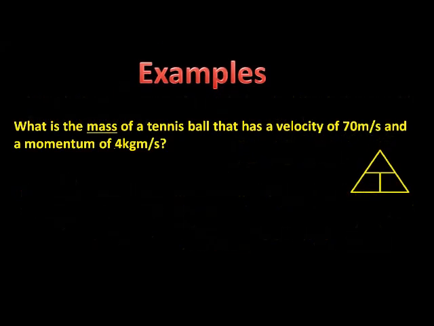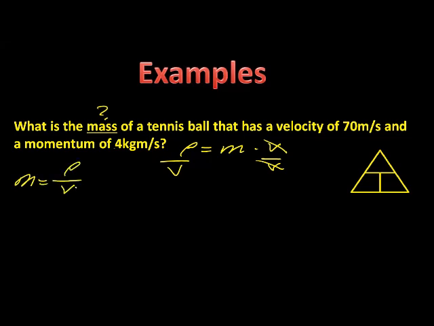Well, here's one last problem. This problem says, what is the mass of a tennis ball that has a velocity of 70 meters per second and a momentum of 4 kilogram meters per second? In order to find the mass of the tennis ball, we have to rearrange our equation. Remember, our equation here is momentum equals mass times velocity. And in this problem, we're looking for the mass, so we're going to have to isolate mass. I'm going to use a little bit of algebra. We divide the velocity out of this side, and we have to do the same thing on the other side of the equal sign. Well, that factors out. So our new equation says mass equals momentum divided by velocity.